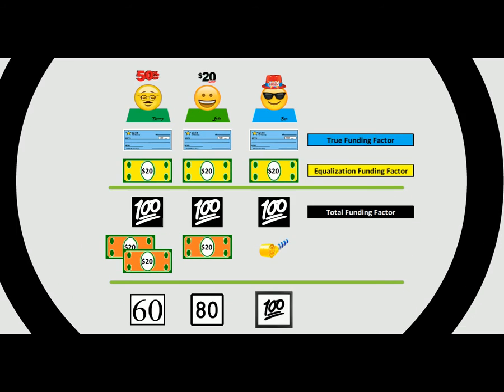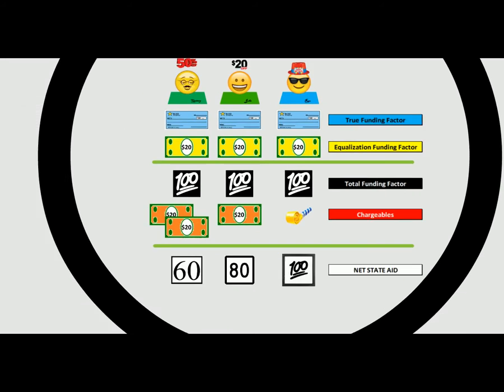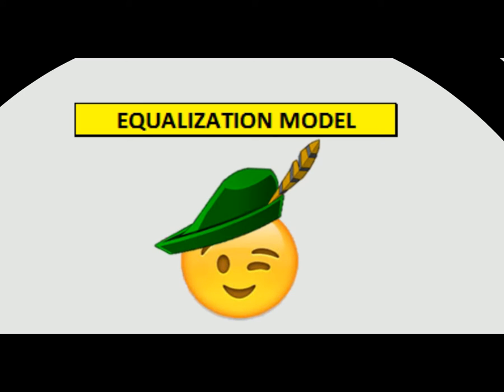Now that we have seen the dangers of relying on the total funding factor, let's complete our chart. The actual money retained represents net state aid, while the Even Steven pot is comprised of what we call chargeables in state aid. But what are chargeables in real life? The Oklahoma State Aid funding formula uses an equalization model, where locally affluent school districts give some of their state aid to less locally affluent schools.